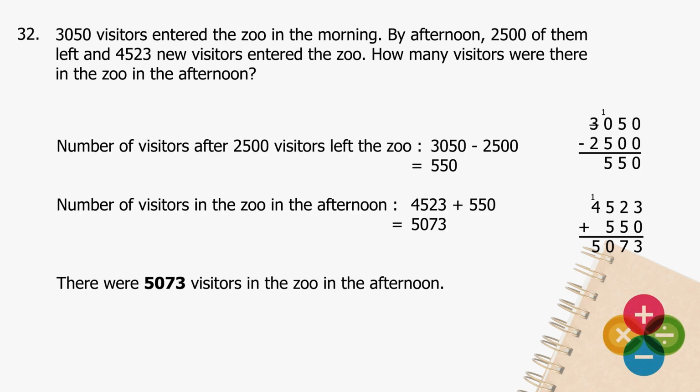The number of visitors after 2,500 visitors left the zoo will be, subtract 2,500 from 3,050, and the difference is 550. The number of visitors in the zoo in the afternoon will be, add 4,523 to 550, and the sum is 5,073. There were 5,073 visitors in the zoo in the afternoon.